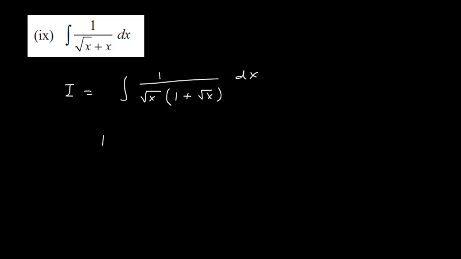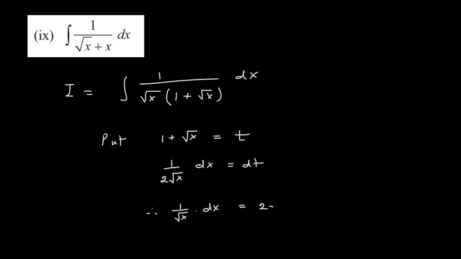Now if you substitute this 1 plus root x as t, the derivative of 1 is 0 and the derivative of root x is 1 upon 2 root x. So 1 upon root x you are getting here. 1 upon 2 root x dx is equal to dt. So you can say that 1 upon root x into dx is equal to 2 into dt.